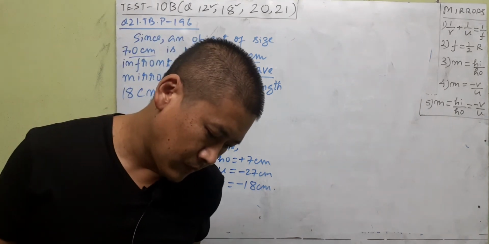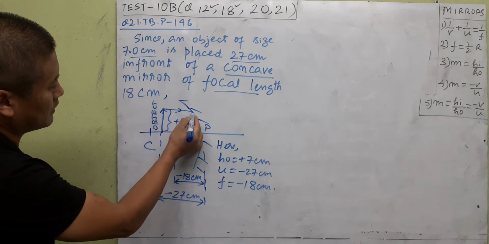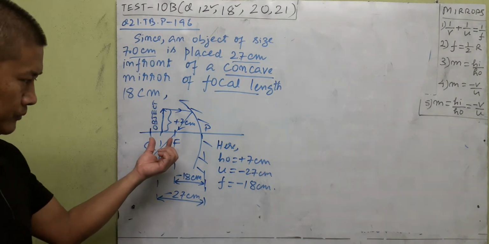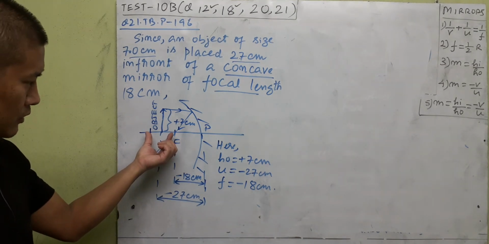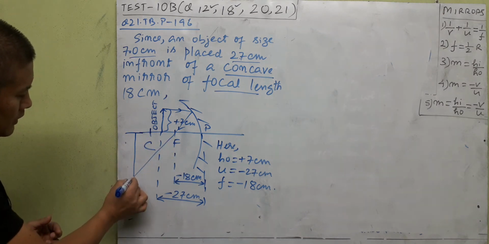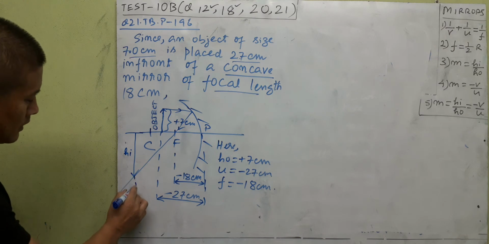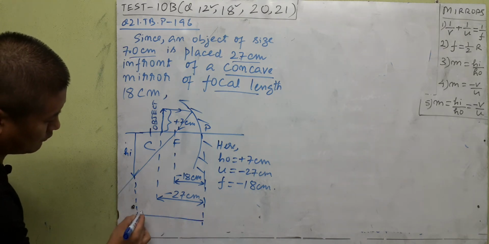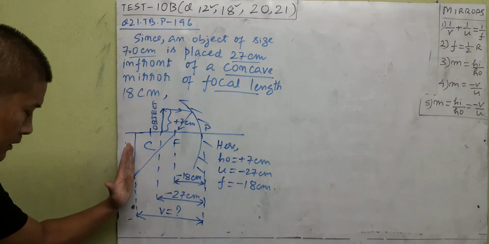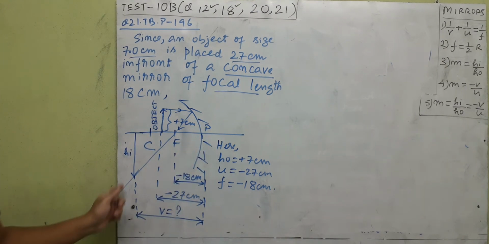Let us see the question: at what distance should the screen be placed? By common sense, imagine a ray passing parallel, then going through the focus, and it will go like this, the reflected ray. From our question number 24, formation of image by concave mirror, we saw that when the object was between C and F, the image was formed somewhere beyond C. We don't know where, and it was magnified, real, inverted. So this is the image, HI. This is what we are going to search. Only when you put the screen exactly here, which is V, question mark, will you get this image on the screen. So this screen distance from the mirror is what they're asking.